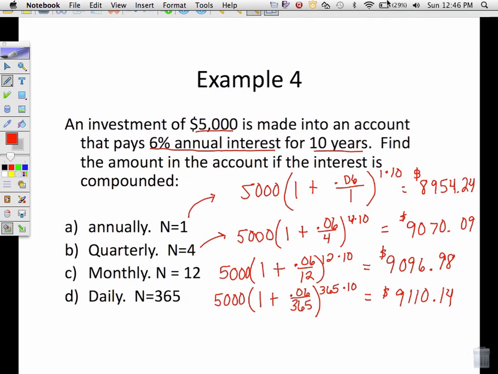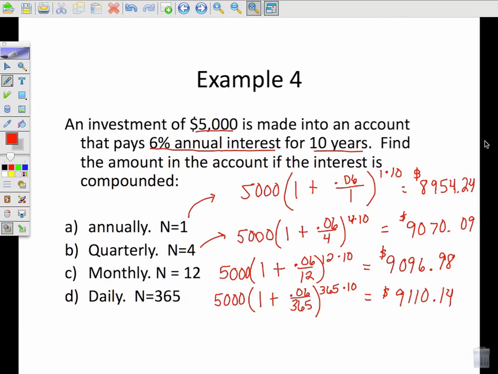Here are your results of the interest, and here's something that I want you to notice. You can see that the more often it's compounded, the more interest you're going to get. However, there's something else I want you to notice. If we go from annually to quarterly to monthly to daily, it's getting bigger, but it's also getting larger by a lesser amount.